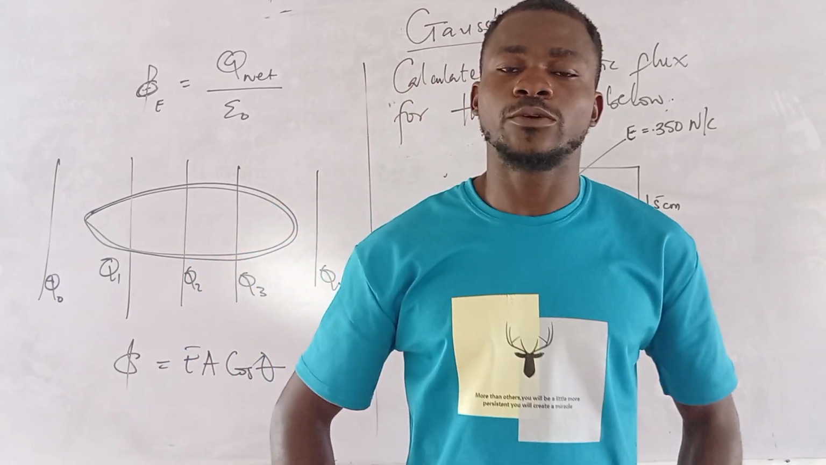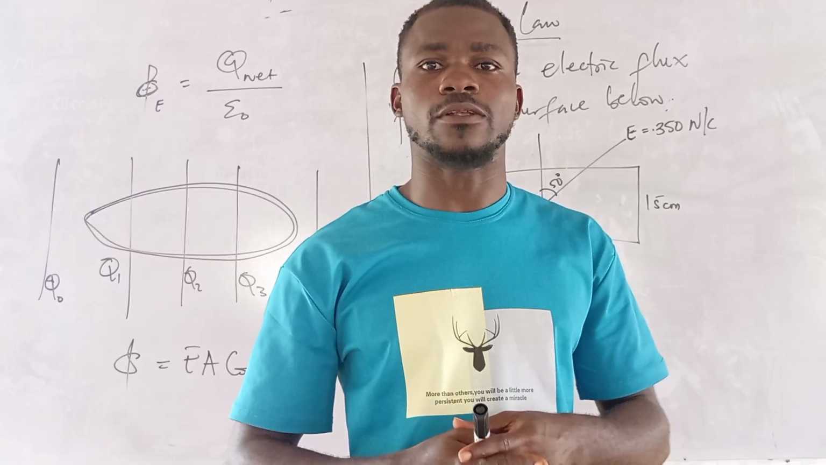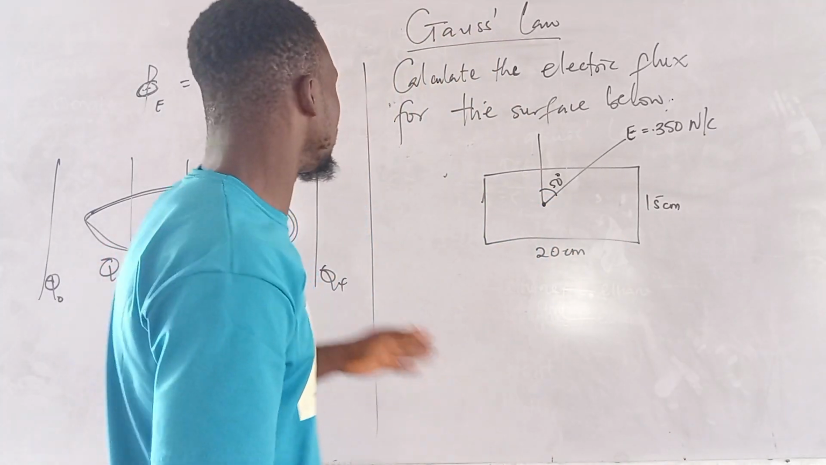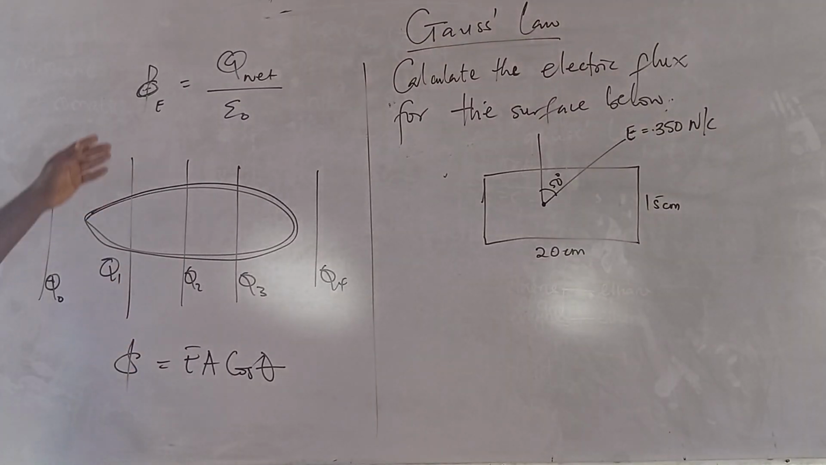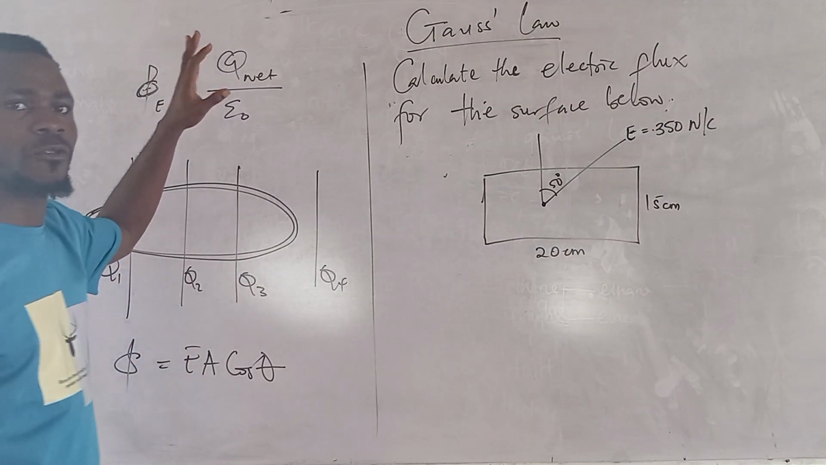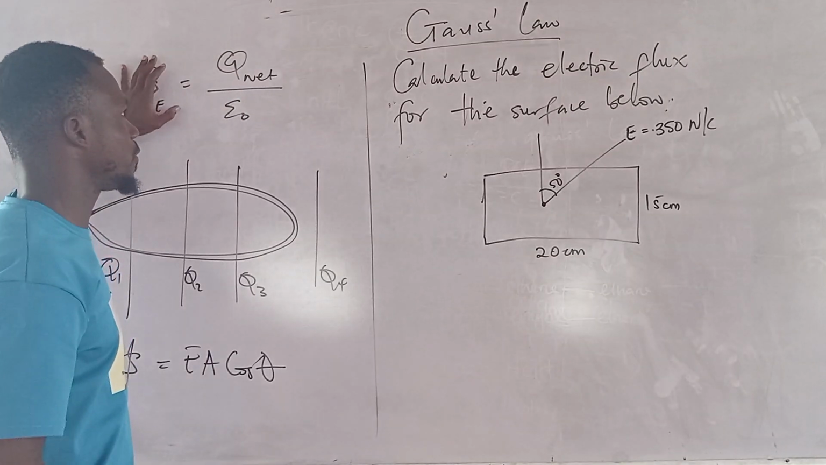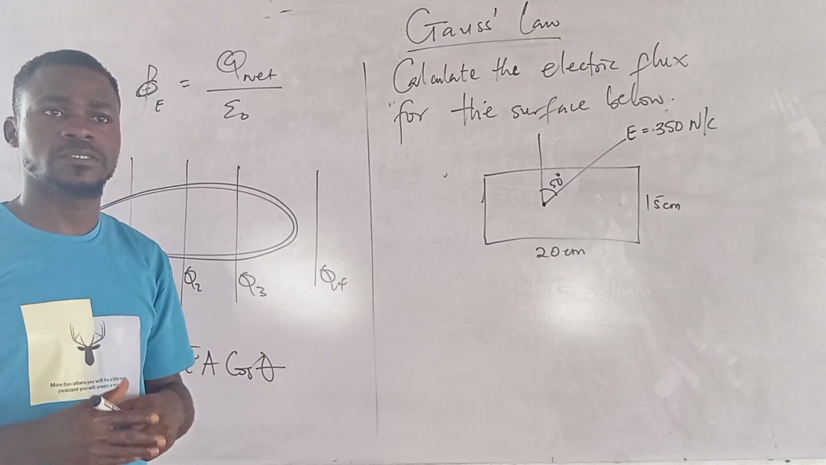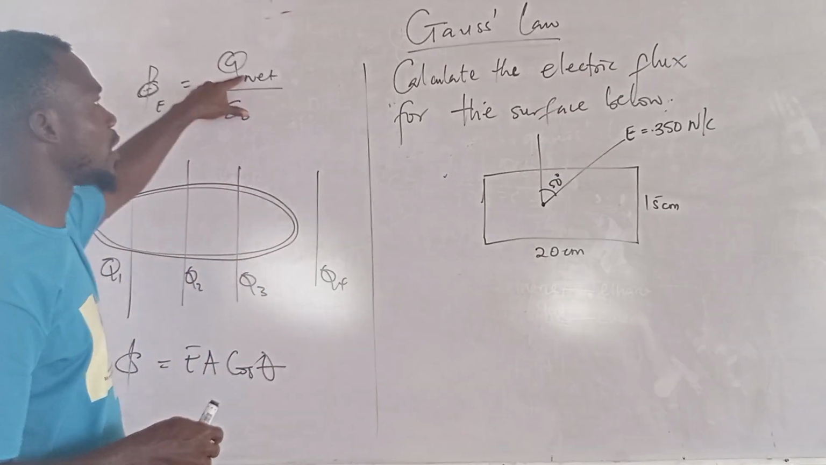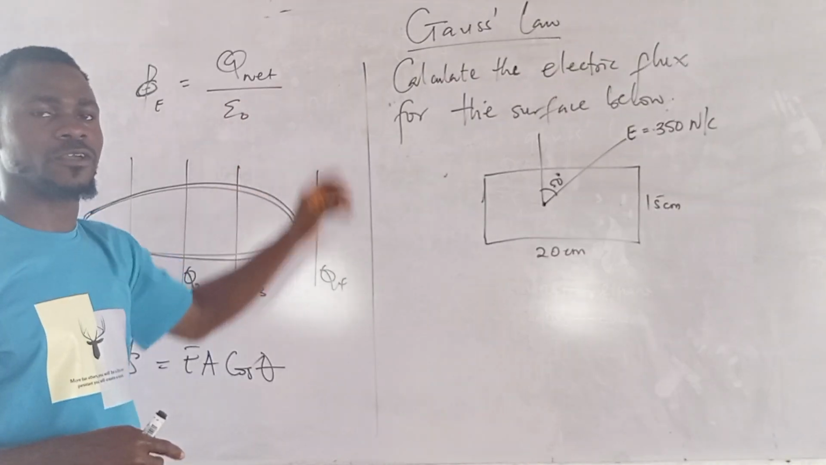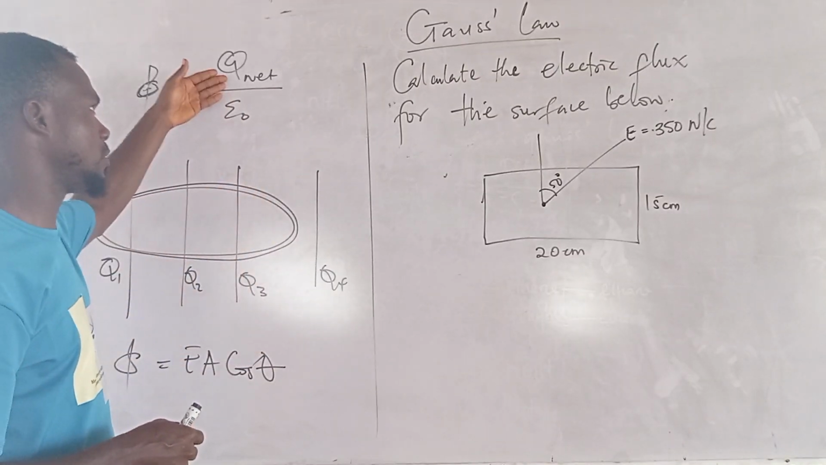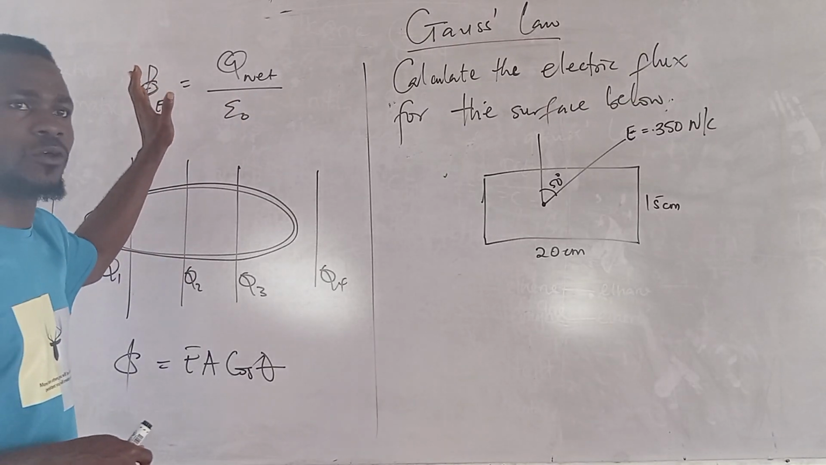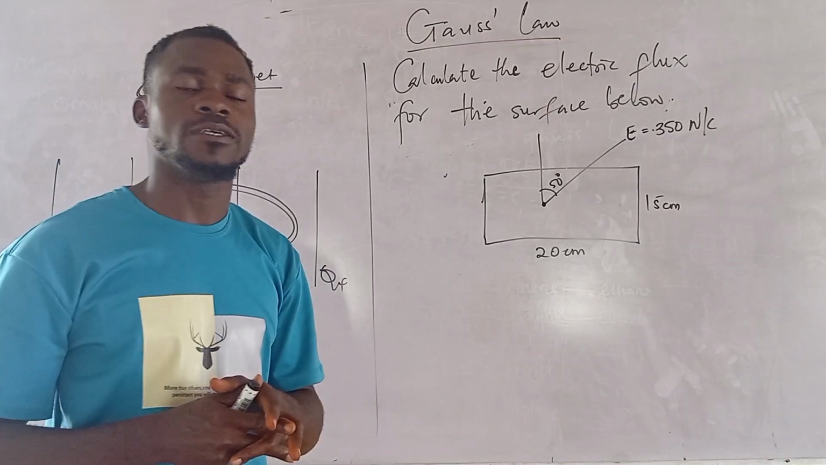Alright, welcome everyone. Today we are going to be looking at Gauss's law, and we will also solve a question concerning it. Gauss's law talks about the electric flux. It says that the electric flux through a closed surface is equal to the net charge over the permittivity of free space. So if we divide the net charge by the permittivity of free space, we get the electric flux.